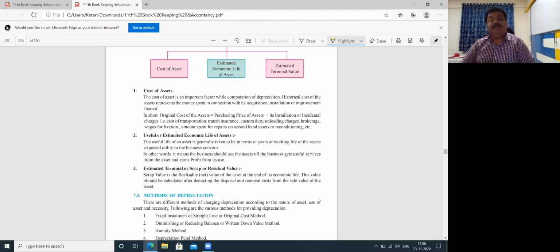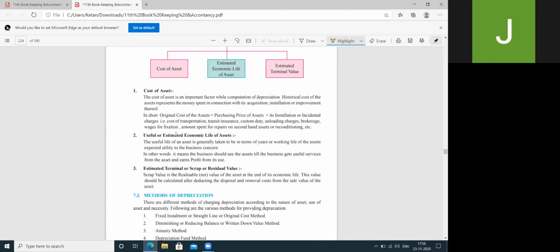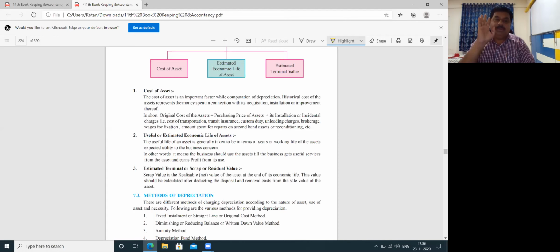By the way, these expenses are debited to the asset account. For example, you purchased machinery for rupees 4,50,000 and you paid 50,000 for installation of the machinery. So that is a one time expenditure. The machinery is 4,50,000 and the 50,000 is your installation expenditure. So the total value of the machinery is 5 lakhs.